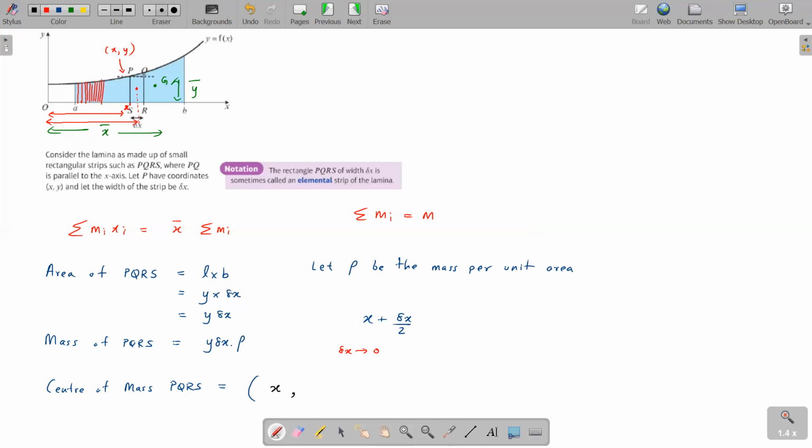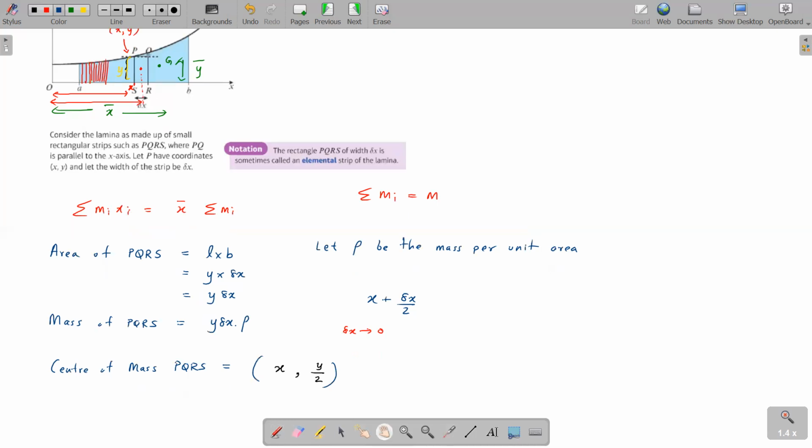The y coordinate, of course, we don't have issues. You can see the height of the rectangle is simply y, right? The height of the rectangle is simply y here. So the center of mass is exactly in the middle, which is half of y. So it's y over 2. So guys, these are the center of mass coordinates, and it's really important that you are able to generate them.